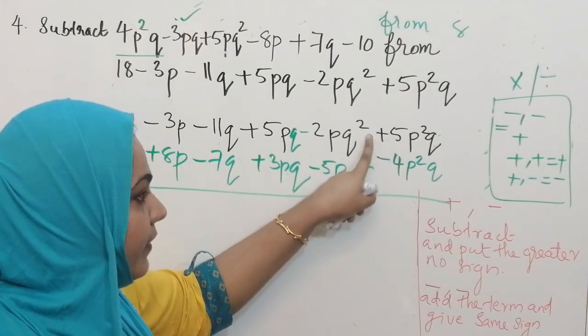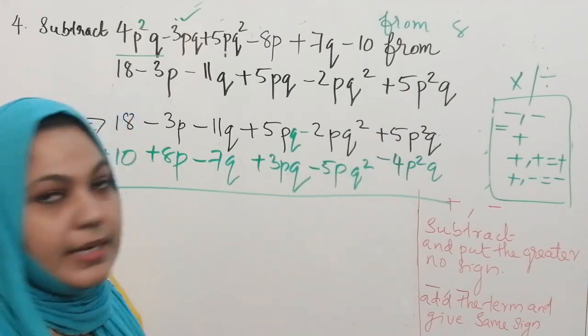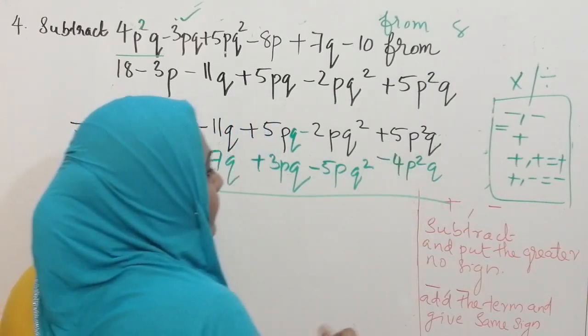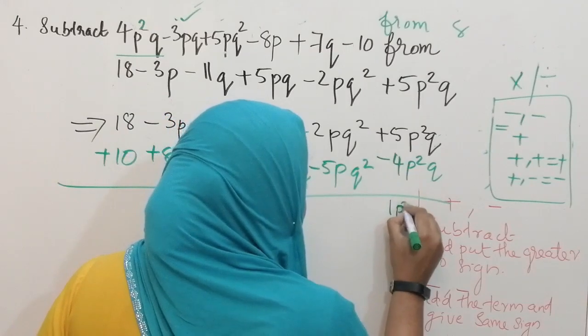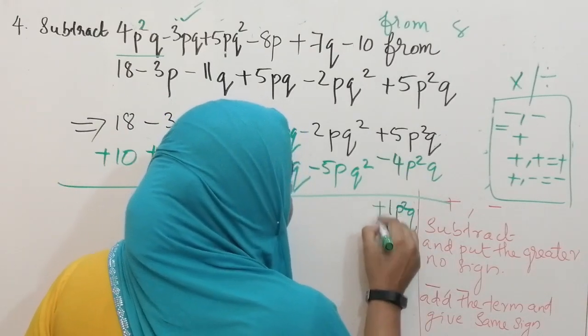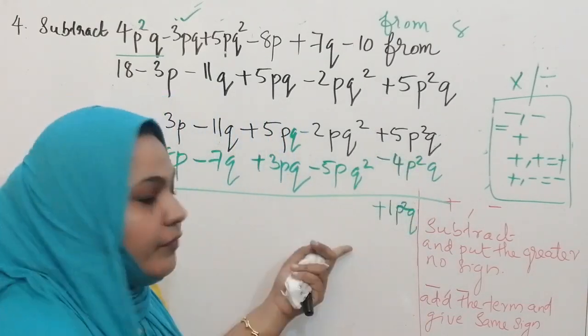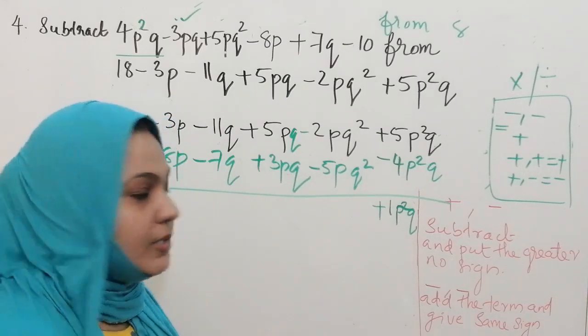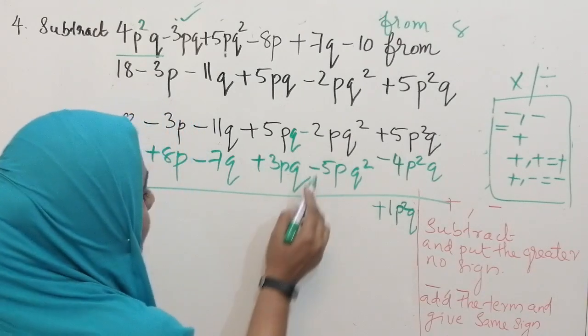Here there are different signs, so that means you have to subtract and give the greater number's sign. So 5 minus 4 means 1. So 1 p square q, and the sign is plus because 5 is greater. If you don't write 1 also, no problem, because you know that p square q means 1 p square q only.